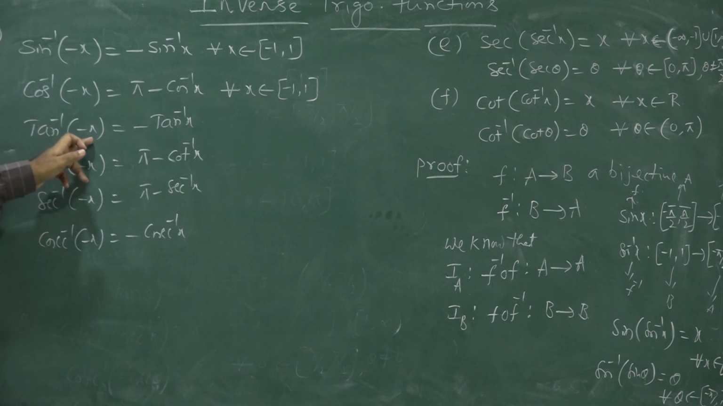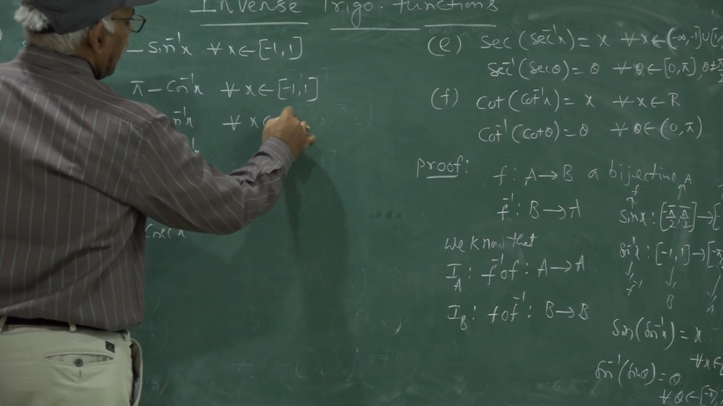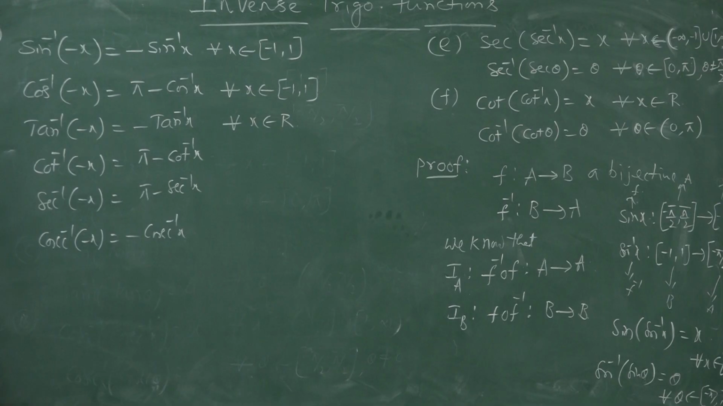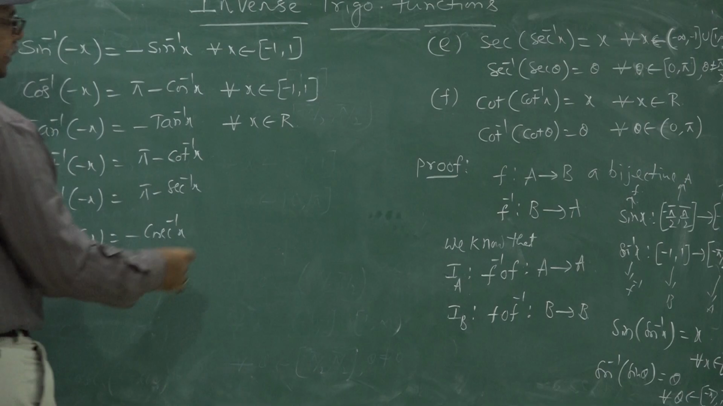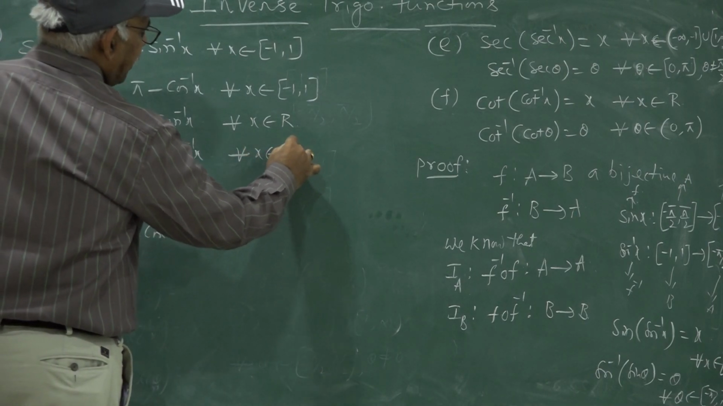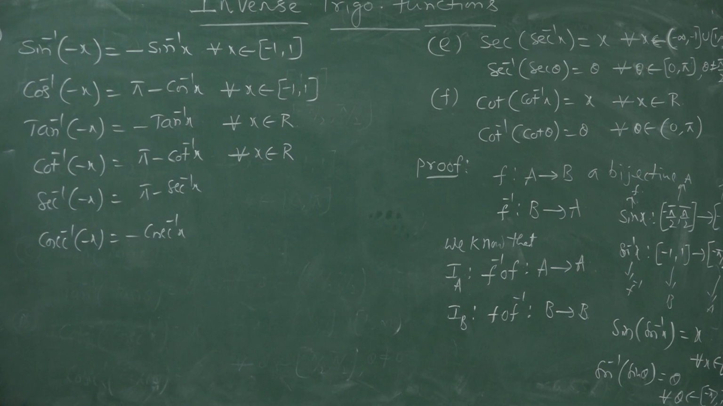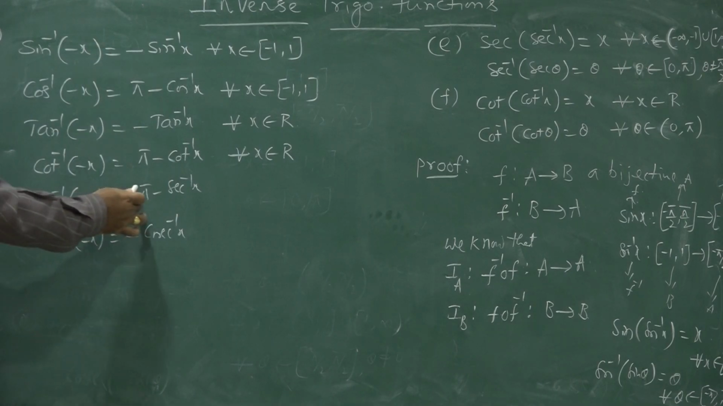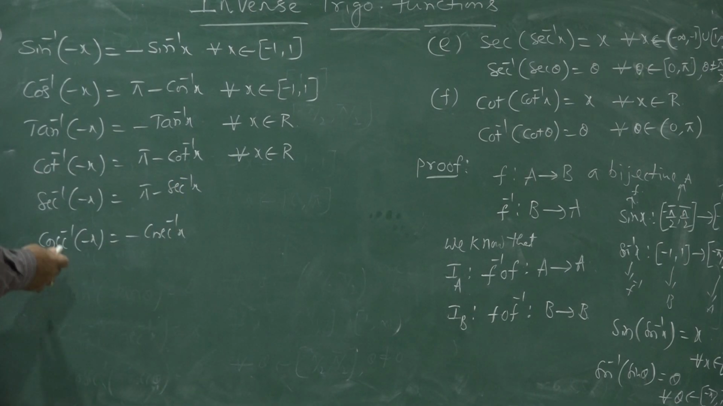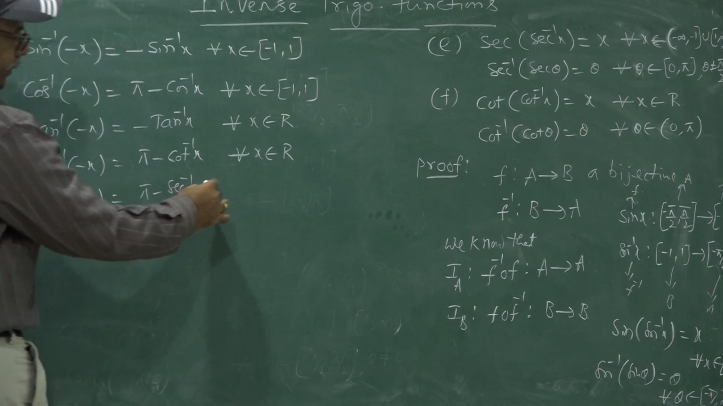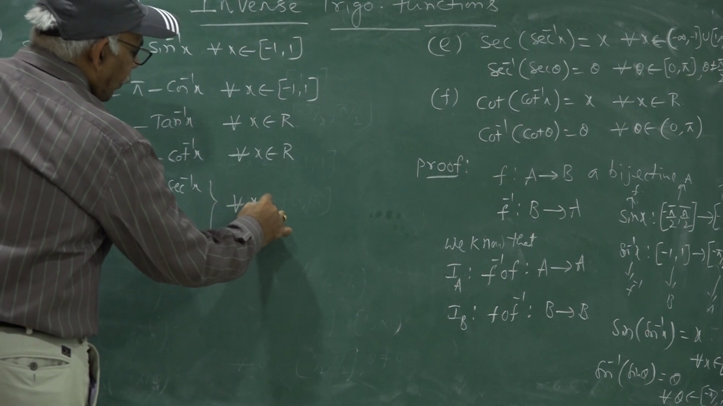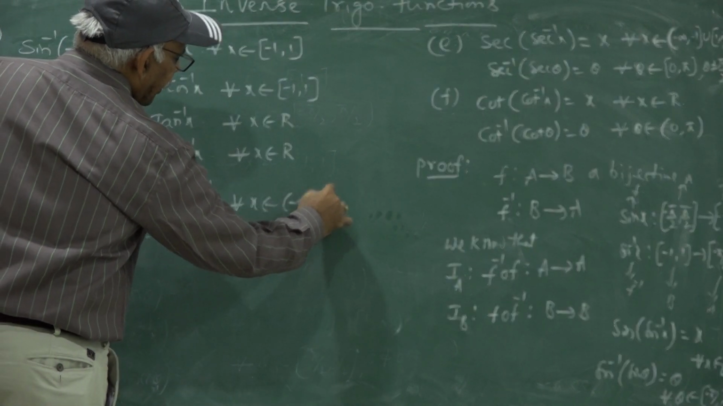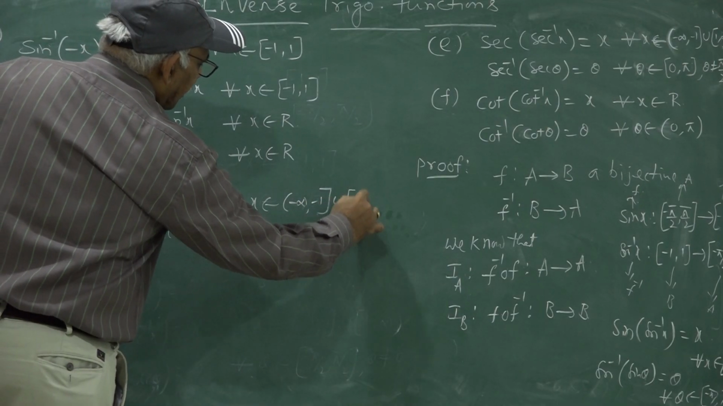Tan inverse of minus x is minus tan inverse x, valid for all x that belongs to R itself. Cot inverse of minus x equal to pi minus cot inverse x is valid for all x that belongs to R itself. Secant inverse of minus x equal to pi minus secant inverse x, and cosecant inverse of minus x is minus cosecant inverse x, valid for x belongs to minus infinity to minus 1 union 1 to infinity.